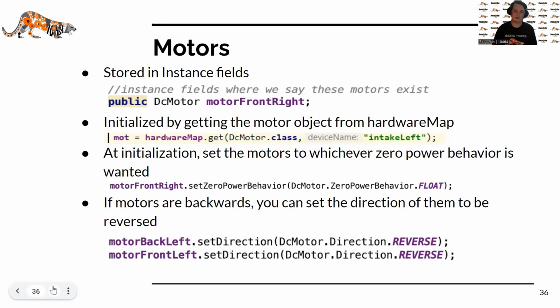And you can set each individual motor at the beginning of your op mode. And if your motors are backwards, which they usually are based on how a drivetrain is typically built, you can set the direction of them to be reversed, which allows you to use powers of 1 for all of your motors instead of needing to make some of your powers negative based on what direction they're going and if they're the reversed motors or not.